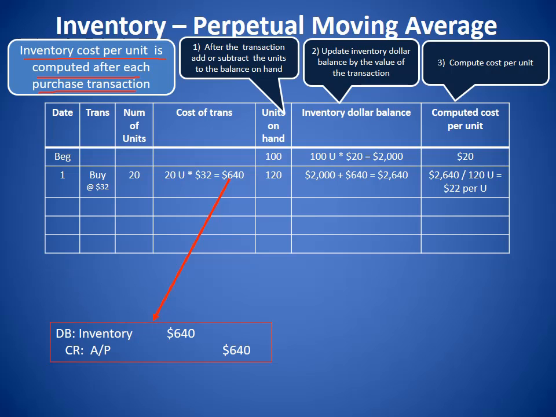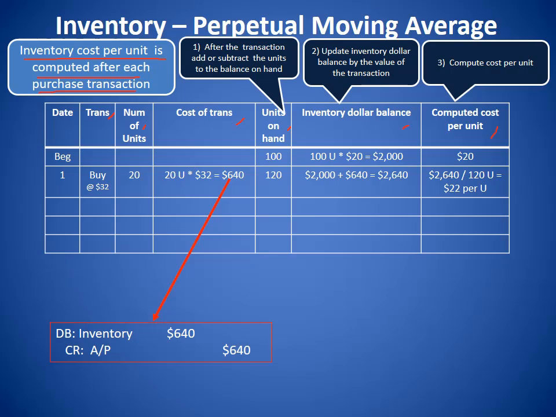So here we have a representation of what may be an inventory card. It could be kept manually, or pretty much nowadays it's probably being kept on a computer. And what we're going to see here is we have our date, the type of transaction, the number of units involved, the cost of the transaction, units on hand, inventory balances, and computed cost per unit.